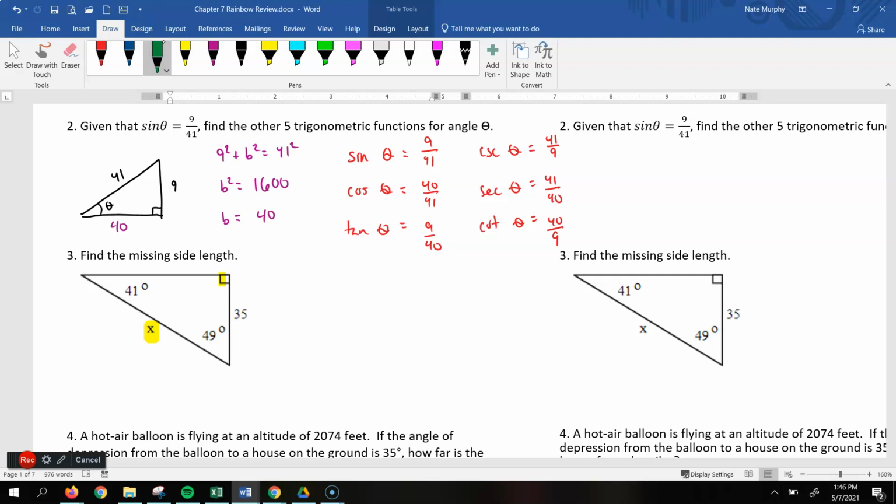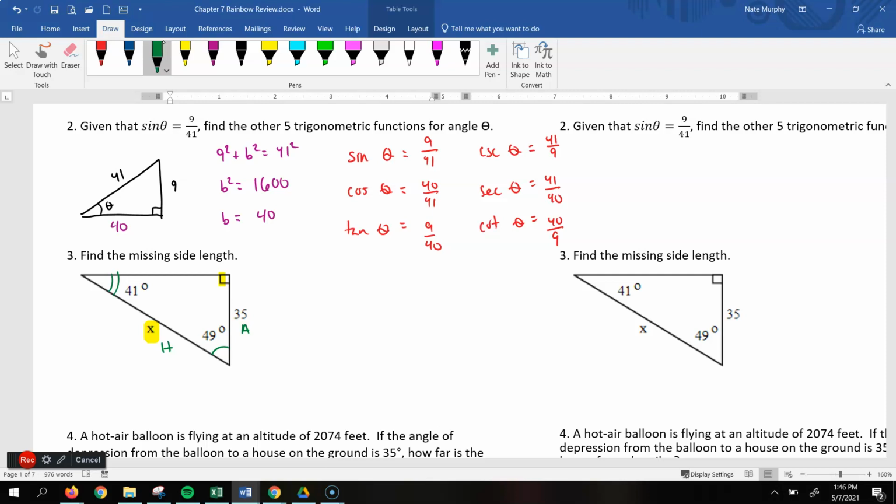So it doesn't matter which angle we use. We could use the 49-degree angle, or we could use the 41-degree angle. Depending on which angle we use would determine if we use sine, cosine, or tangent. But I'm going to use the 49-degree angle. So that means that this would be the adjacent leg to the 49-degree angle, and this would be the hypotenuse.